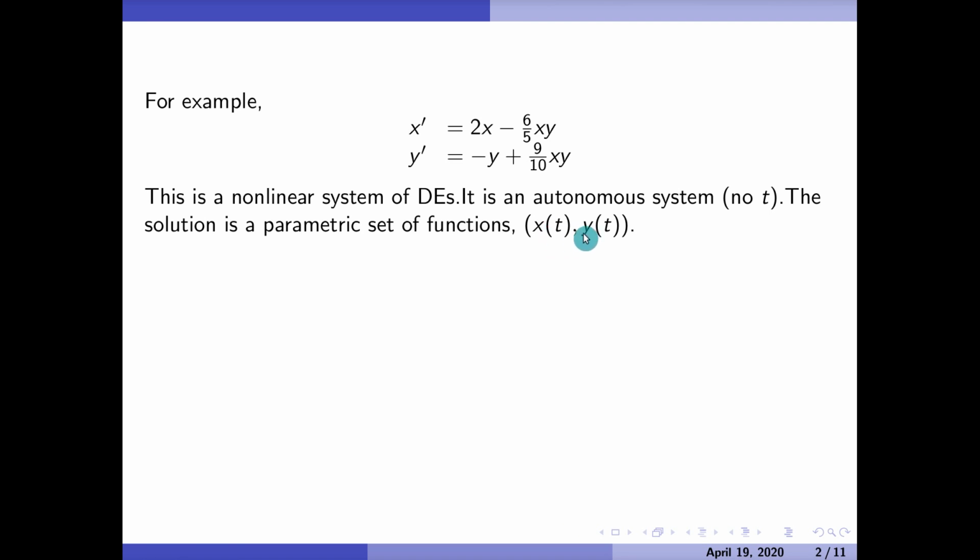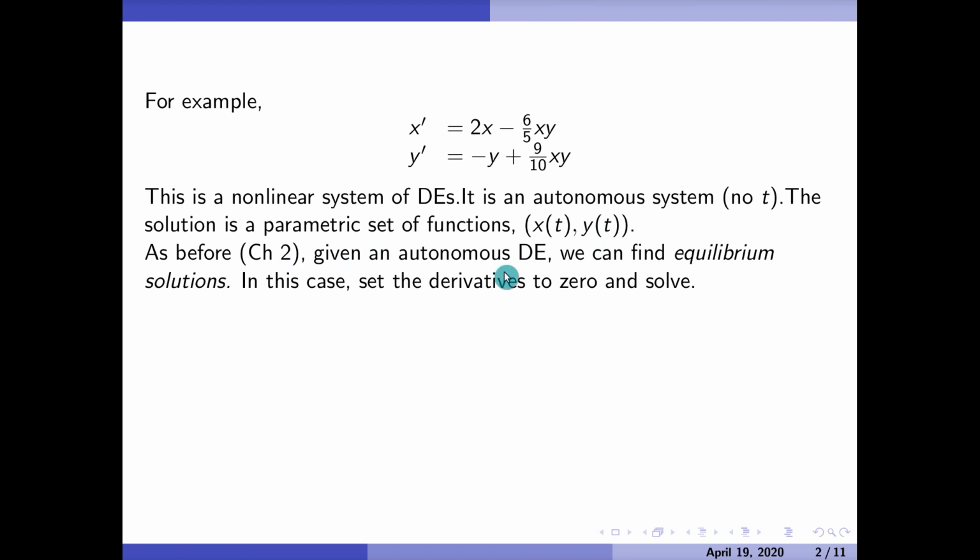And so just like last time in chapter 2, if we were given an autonomous differential equation, the first thing we did was look for equilibrium solutions. And so how do you find equilibrium? If you're at equilibrium, you're not changing, and so that means that the derivatives are equal to 0. If we set the derivatives equal to 0 and solve for x and y, and we have constant solutions, then those are the equilibria. Okay, so let's go ahead and do that.